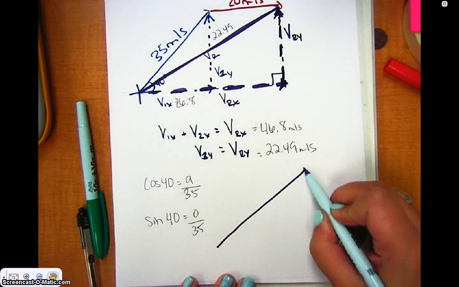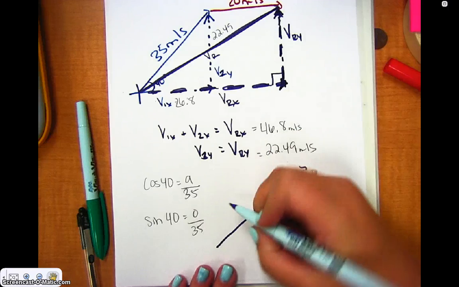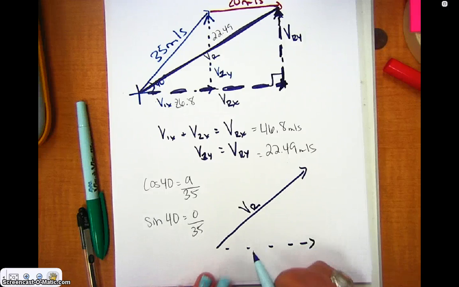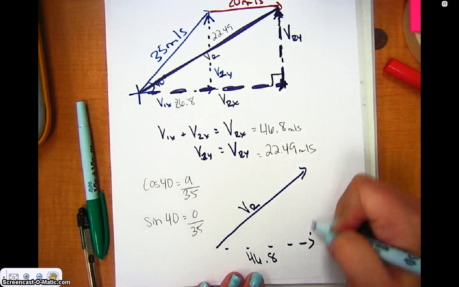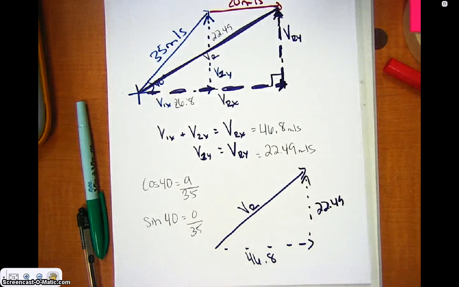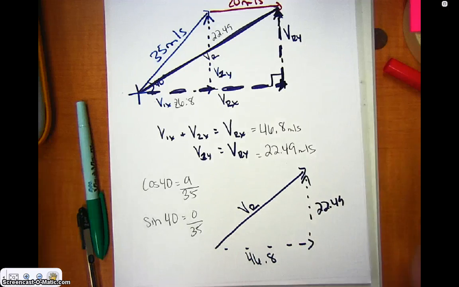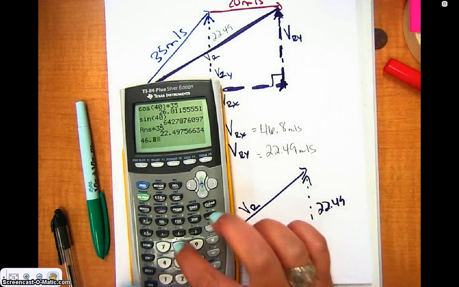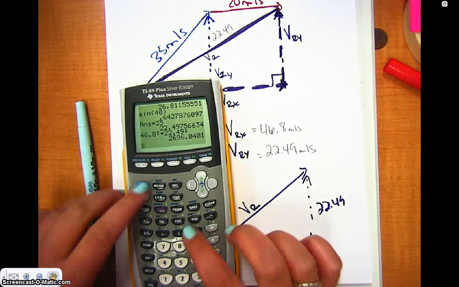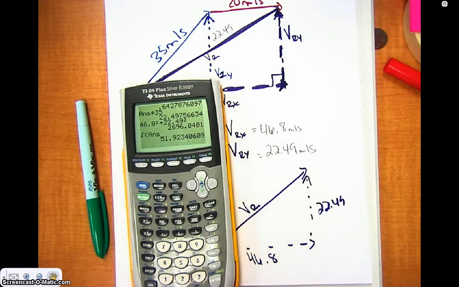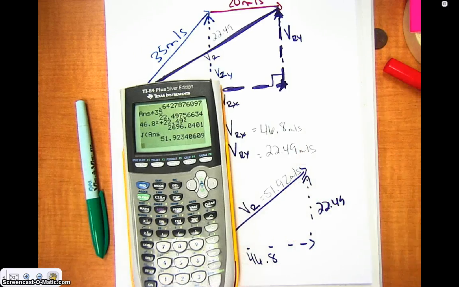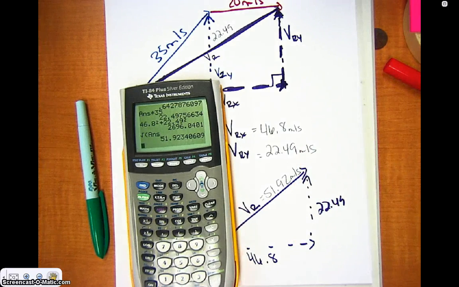Let me pull that away because it's getting messy now. Sorry, I changed the angle a little bit, but this is my resultant, which I'm trying to find, and I know that this side of my right triangle is 46.8, and this side is 22.49. Now, very simply, I have to figure out this side using my Pythagorean theorem. So I'm going to do 46.8 squared plus 22.49 squared, and take the square root: 51.92. That would be meters per second, the magnitude of my resultant vector.